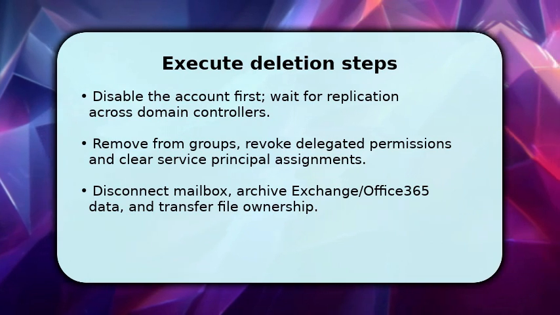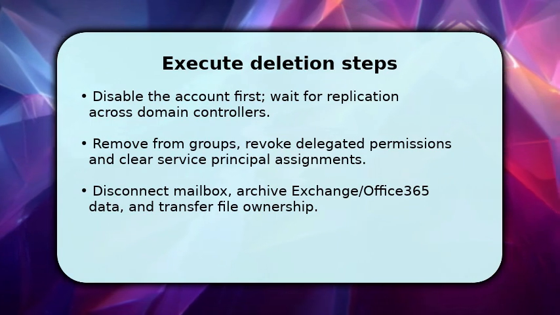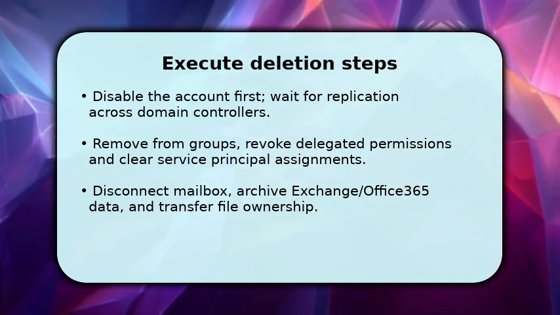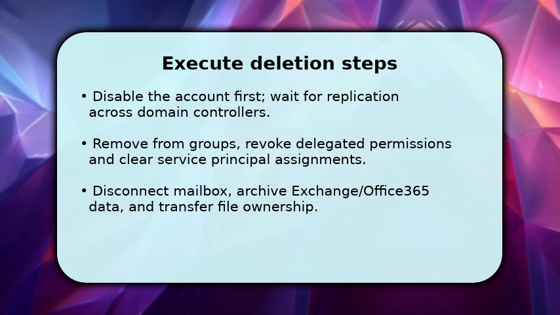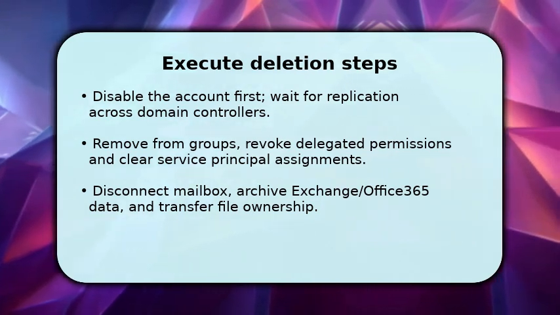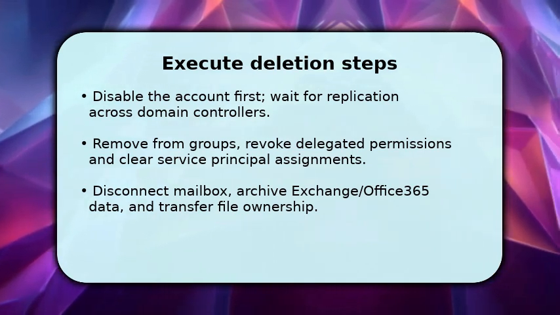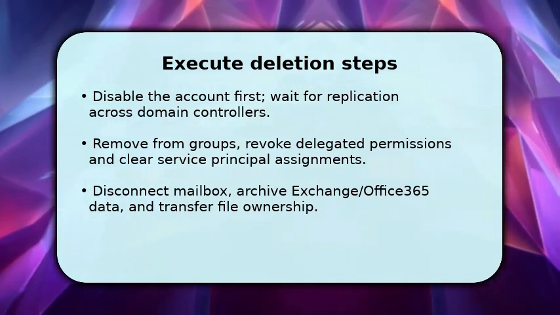This prevents orphaned access. Next, detach or place the mailbox on litigation hold, export, or archive mail, and change file ownership on network shares. Make sure to check scheduled tasks and service accounts where that user was assigned. Reassign any dependencies before final deletion to avoid outages.